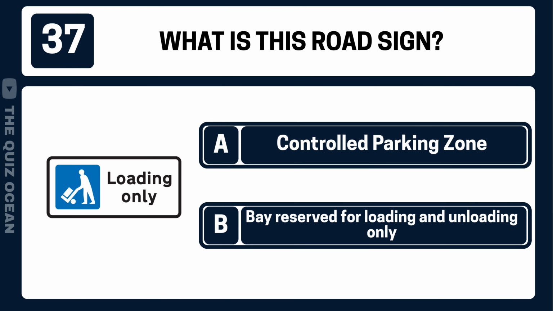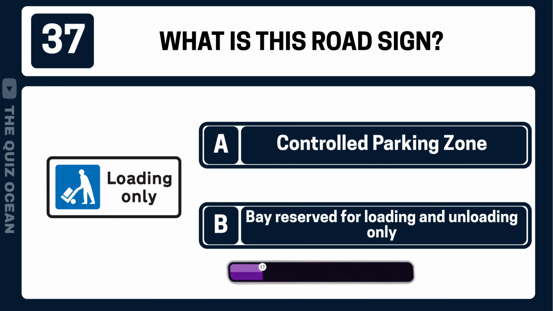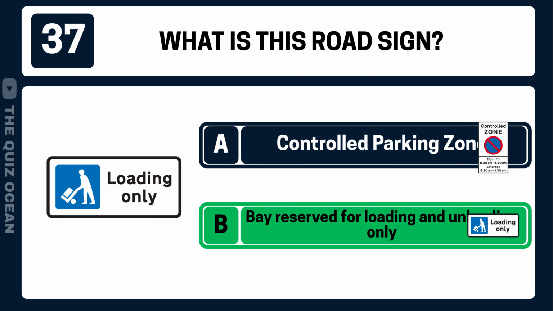What is this road sign? A. Controlled parking zone. B. Bay reserved for loading and unloading only. Excellent. This sign marks a bay for loading and unloading.